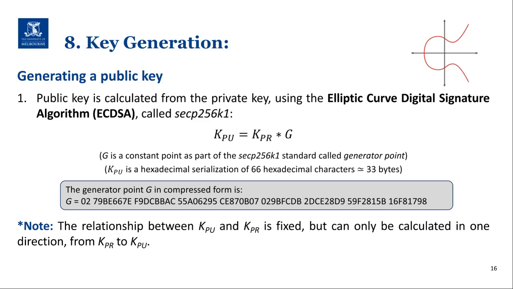The elliptic curve multiplication is a one-way function. It is easy to do in one direction and computationally infeasible to reverse.